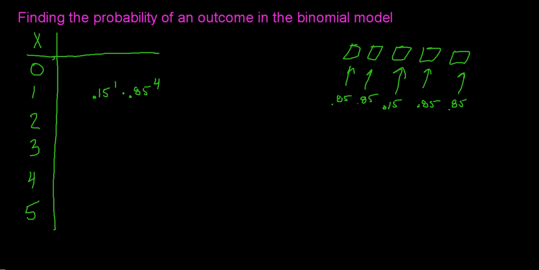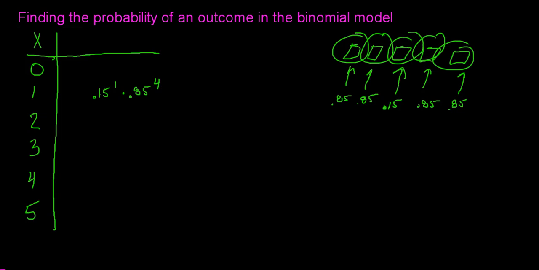How many different ways can one of them be bad? And that's the trick to the binomial model. I hope understanding this part is easy. One bad battery, 4 good batteries. But which one's my bad battery? This one could be the bad battery, or this one, or this one, or this one, or this one. There's actually 5 options for which one could be the bad battery.